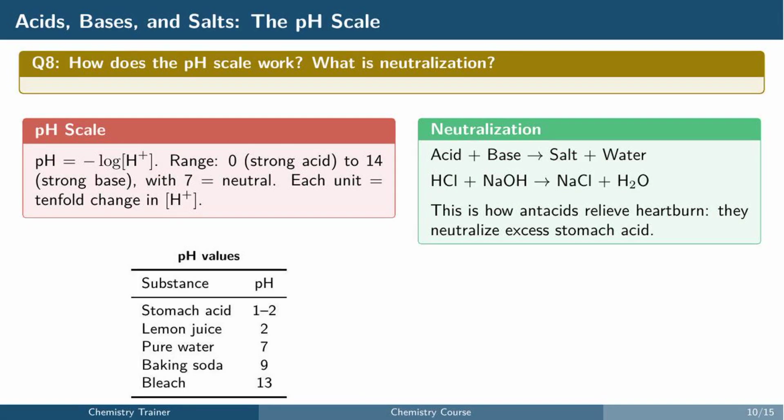Question 8. How does the pH scale work? pH equals negative log of hydrogen ion concentration. It ranges from 0 for strong acids to 14 for strong bases, with 7 being neutral. Each unit represents a tenfold change. Stomach acid is pH 1 to 2. Lemon juice 2. Pure water 7. Bleach 13. Neutralization occurs when an acid reacts with a base to produce a salt and water, like HCl plus NaOH, yielding sodium chloride plus water.